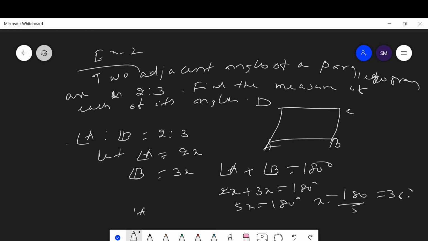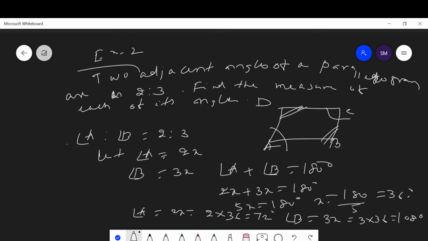This shows that angle A is equal to 2x, which is 2 into 36, equal to 72 degrees. Then angle B is equal to 3x, which is 3 into 36, equal to 108 degrees. As we know, in a parallelogram angle A is equal to angle C and angle D is equal to angle B. Opposite angles are of equal measure. Then angle A is equal to angle C is equal to 72 degrees, and angle B is equal to angle D is equal to 108 degrees.